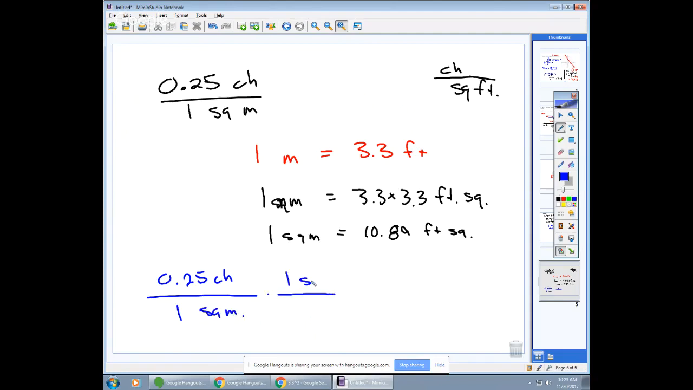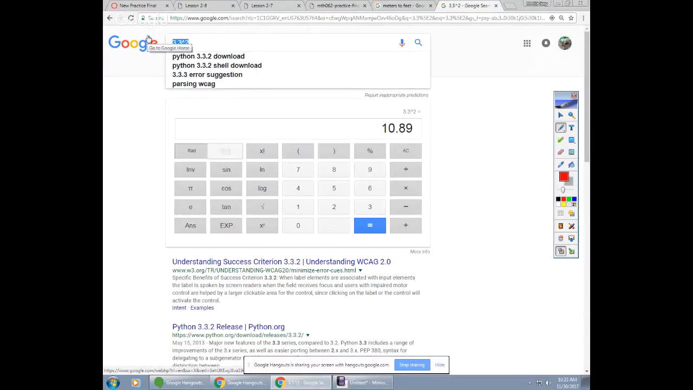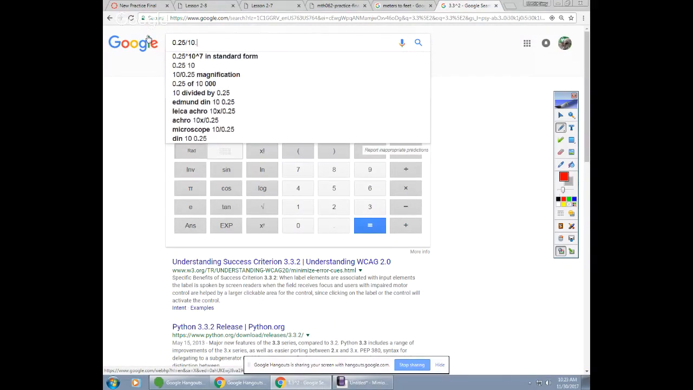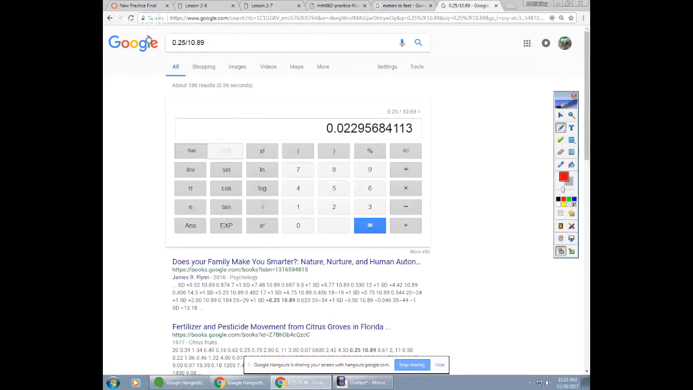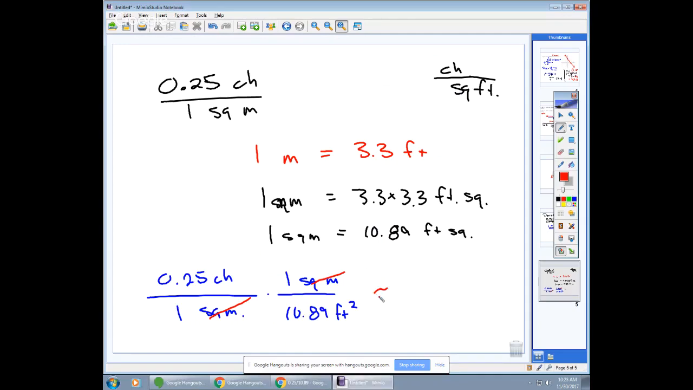We're going to get rid of square meters and convert to square feet. So this says I'm going to have to divide by 10.89. So whip out a calculator, do that division. That'll get us rid of square meters. So 0.25 divided by 10.89 gives us, we'll go to just 2 decimal places, 0.02, it's close enough. So that's about 0.02 chickens per square foot.